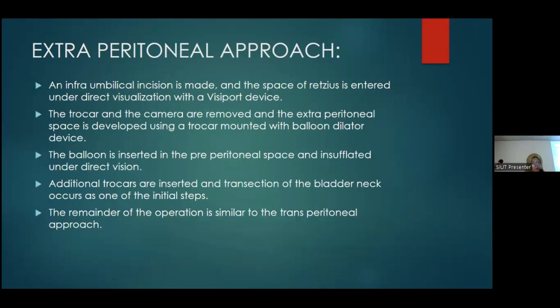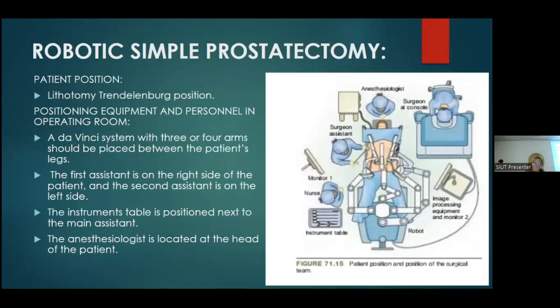The trocar and the balloon are inflated, the trocar and the camera are removed, and the extraperitoneal space is developed using a trocar mounted with a balloon dilator. The balloon is inserted in the preperitoneal space and inflated under direct vision. Additional trocars are inserted and transection of the bladder neck occurs as one of the initial steps. The remainder of the operation is similar to the transperitoneal approach.